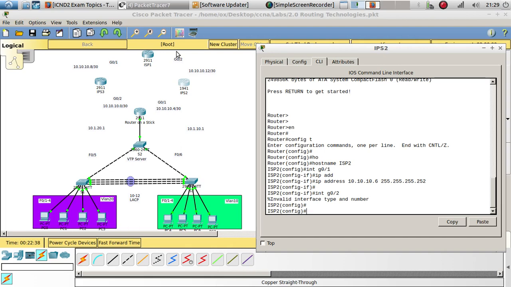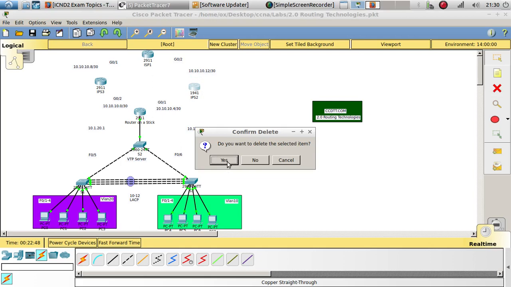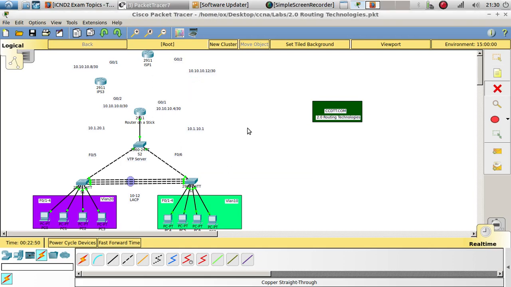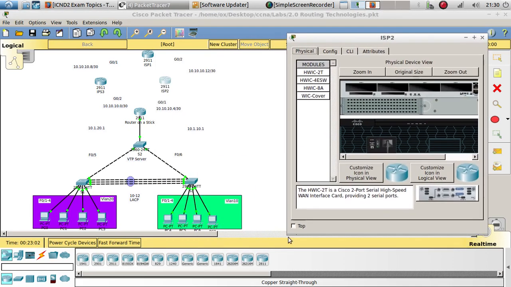Now let's go ahead and go to the other one, which is this one over here. We don't have that type. Oh, because this one is not the same router. Let's go ahead and just delete that. Yeah, let's go ahead and delete that. I added the wrong router. Let's add the router that I want that has all the interfaces that I need. ISP2. We have to configure that again. That's no big deal, guys, right?